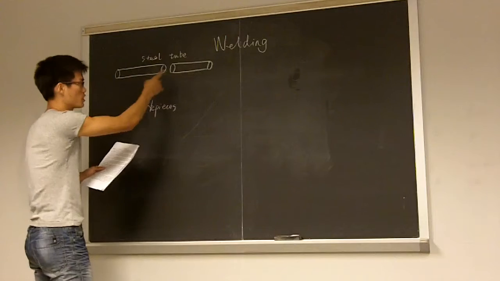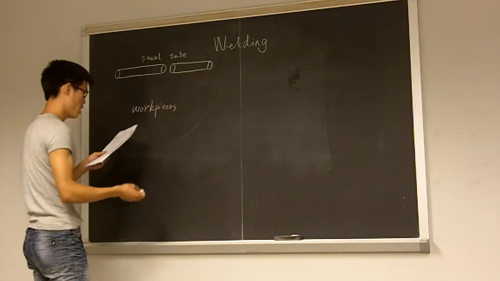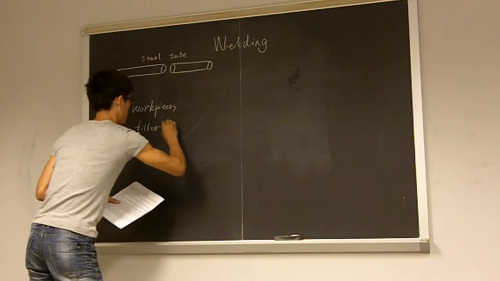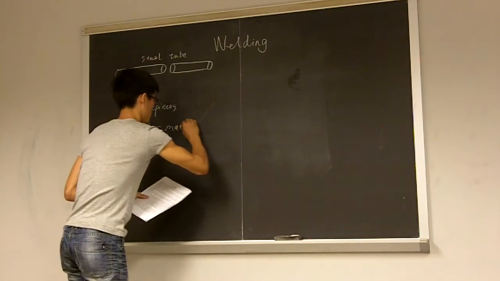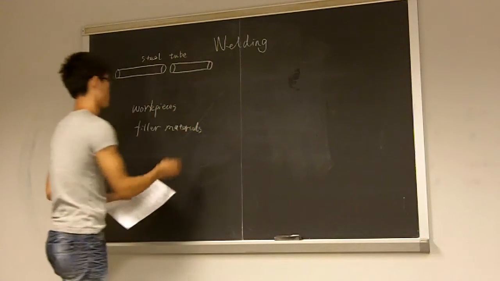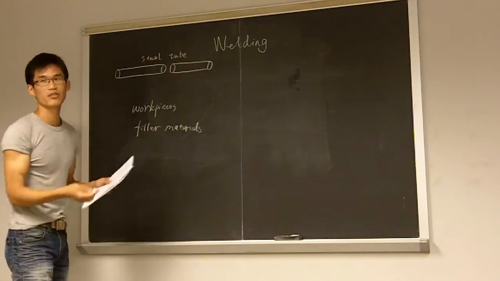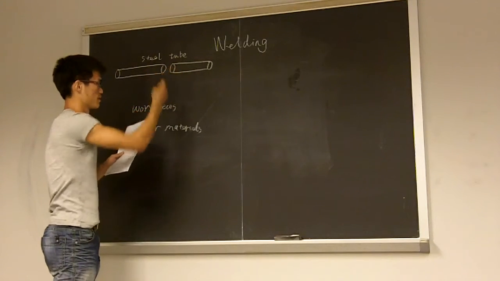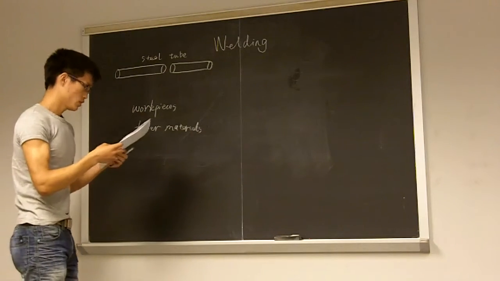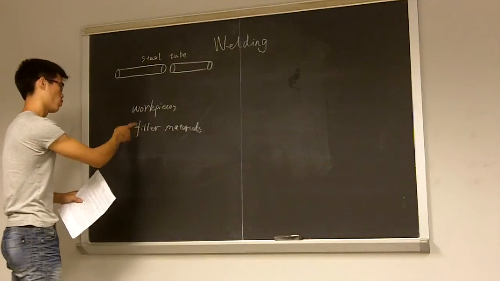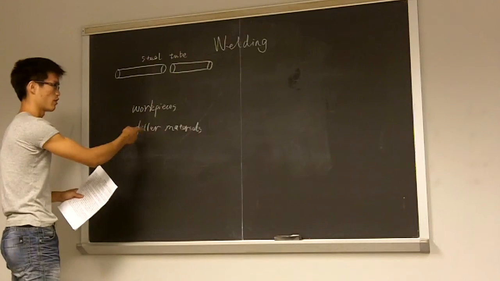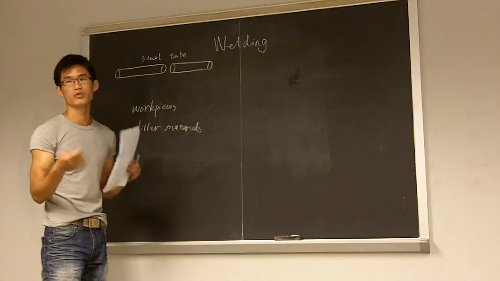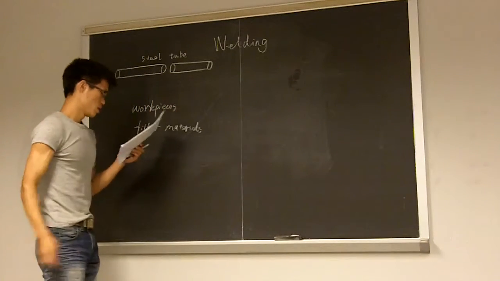The workpieces, like the steel tubes, are melted together with filler materials, and when they cool down, they become a strong joint between the two workpieces. Maybe you don't know the filler material. What is the filler material used for? It is just like the glue we use to stick them together.